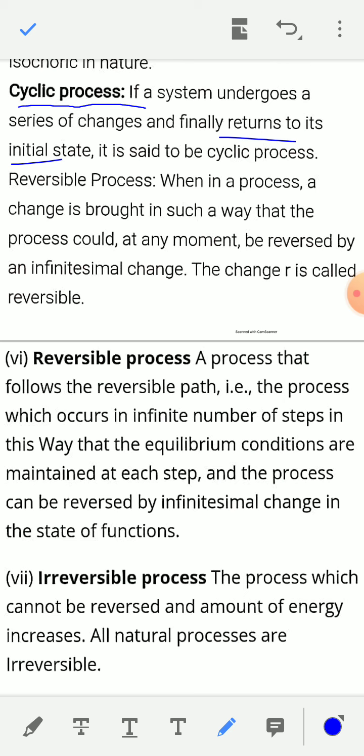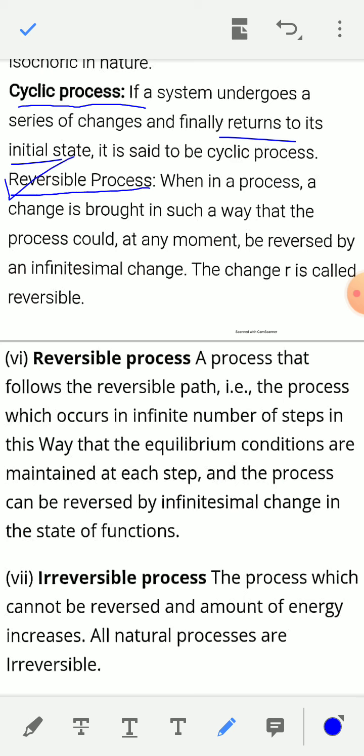If a system undergoes a series of changes and finally returns to the initial state, it is said to be a cyclic process. For example, suppose conversion of ice to liquid water, water to water vapor, and then again water vapor to liquid water to ice. This entire conversion is a cyclic process. And now see reversible process.